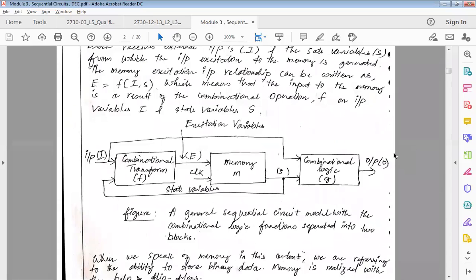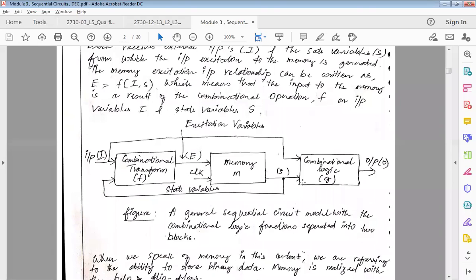Now there is one more important diagram here, which is a general sequential circuit model with combinational logic functions separated into two blocks. So you have two blocks here. One is the input, and this is combinational block 1 and combinational block 2, and memory is in between. Now E is nothing but your excitation variables. These excitation variables are used to activate your sequential circuit.